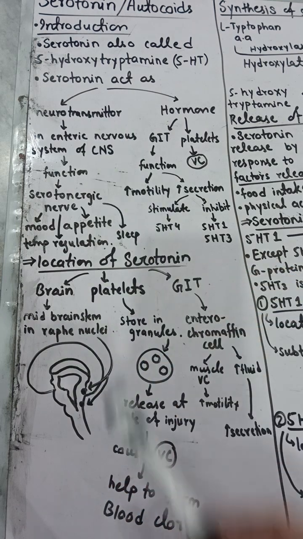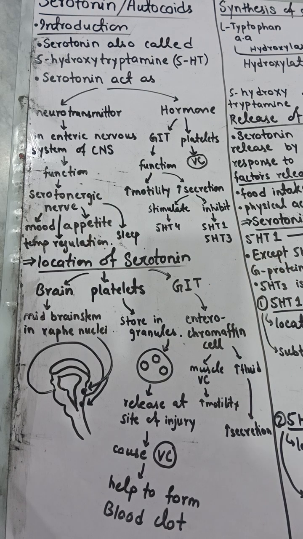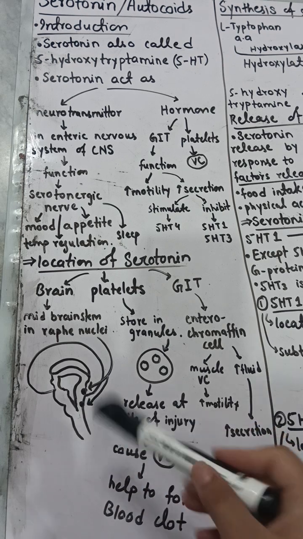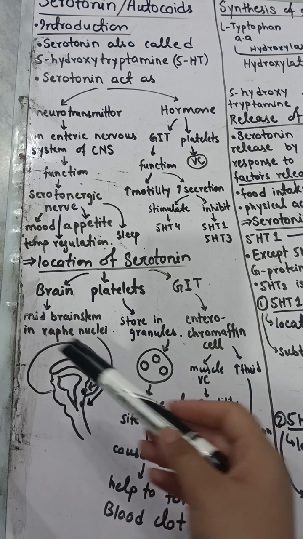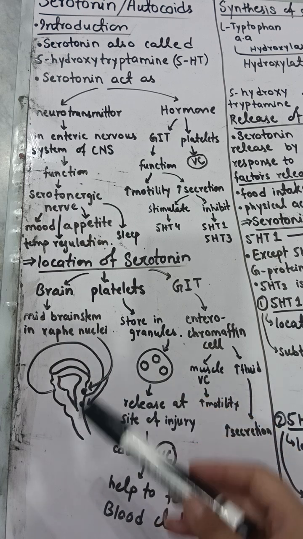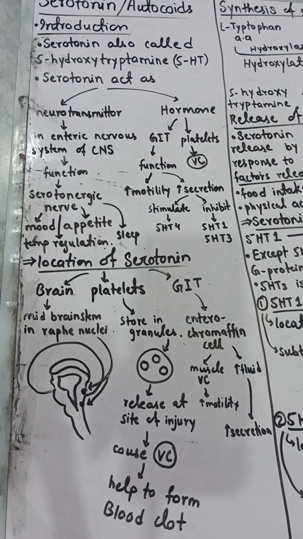In the brain, serotonin acts as a neurotransmitter. It is present in the midbrain stem in the raphe nuclei, as I have drawn the brain here. These two dots which I have drawn here, this dot and this dot, are the raphe nuclei. They are present in the midbrain stem, and from these nuclei the serotonin is released. How the serotonin is produced, we will discuss.